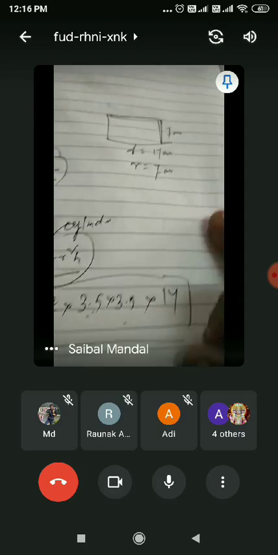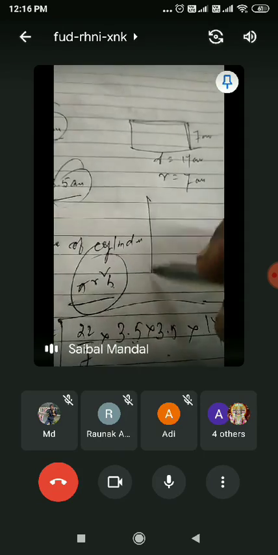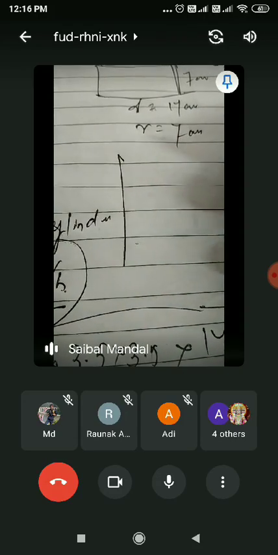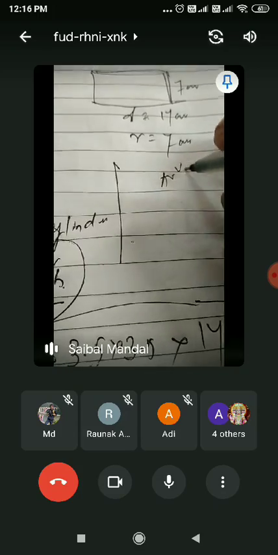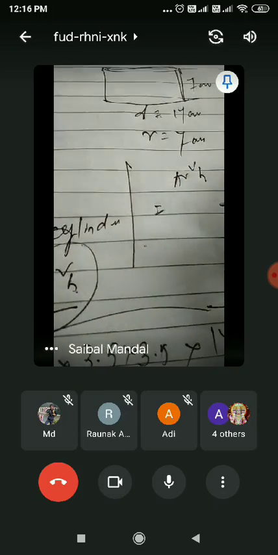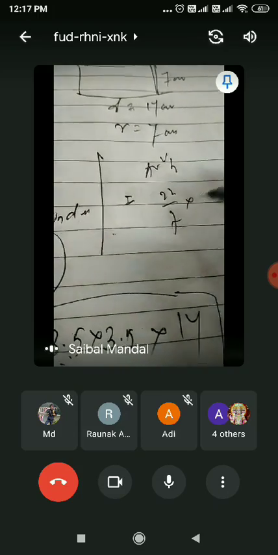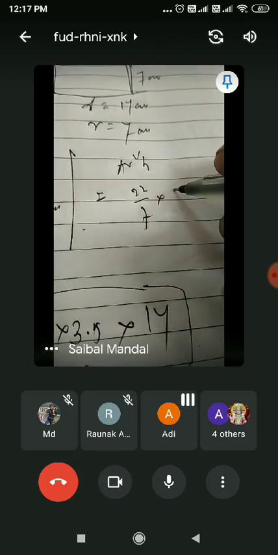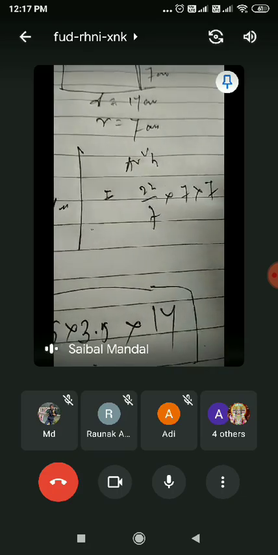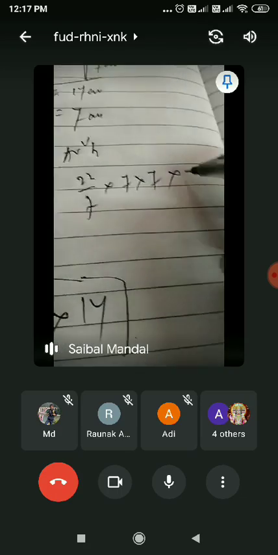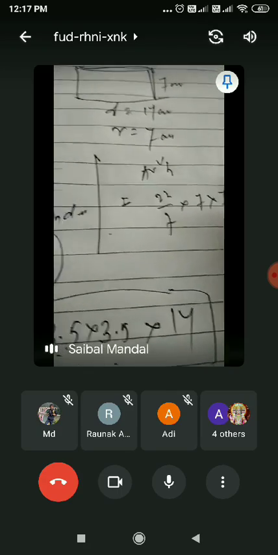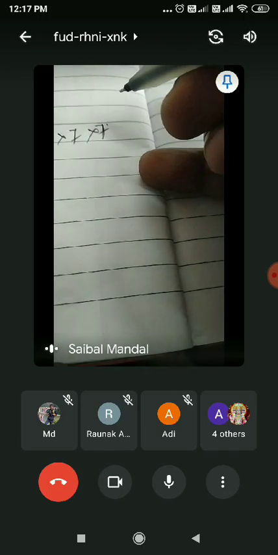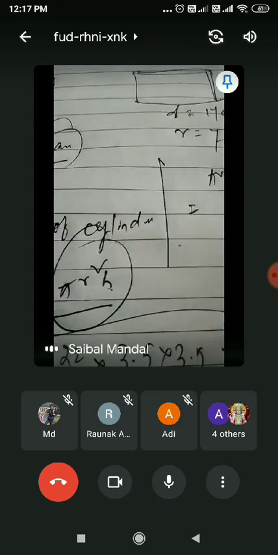Now in the next figure, the formula of volume is the same, pi r square h. Pi is 22 by 7, radius is 7 into 7, and height is also 7. Okay, now children, make it a point.